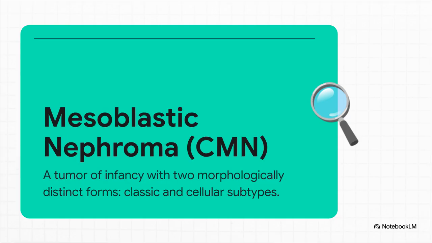Next up is congenital mesoblastic nephroma, or CMN. This is a tumor you see in infants, and it really comes in two main flavors. You've got the classic type, which is made of these really bland, sweeping spindle cells. Then you have the cellular type, which is way more packed in, more dense, with a lot more mitosis. And telling them apart is critical, because almost all the recurrences happen with the cellular type.